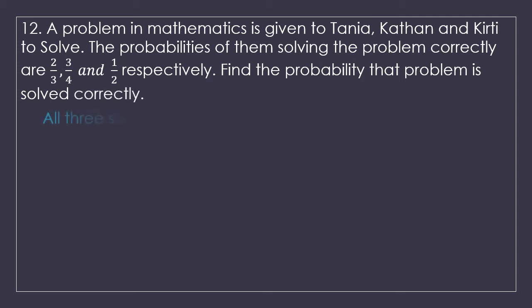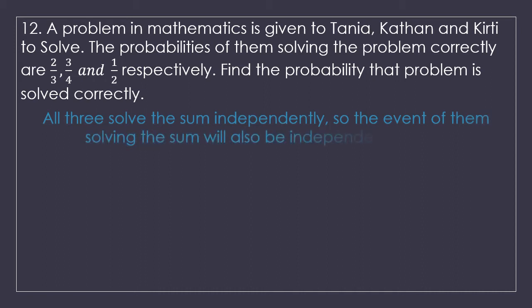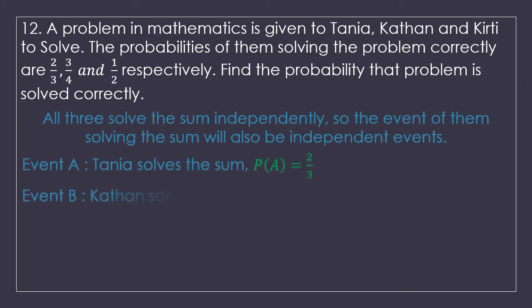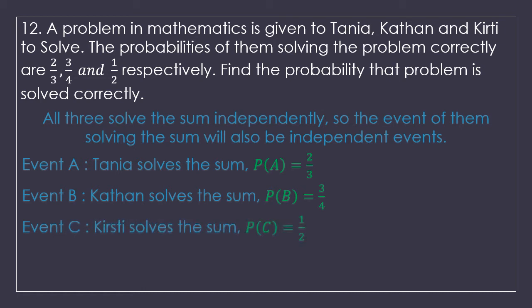Now basically, because we just have to find that the problem is solved correctly, it doesn't matter who solves the problem. All three solve the sum independently, of course, because they are so honest, they don't even peek at each other's notebooks to see how the other one is doing. So their events of solving the sum, I will name them A, B, C, are also independent events. So event A, that Tanya solves the sum, is P(A), that is 2 upon 3, already given. Similarly, event B, that Kathan solves the sum, is P(B), that is 3 upon 4. And event C, that Kirti solves the sum, that is P(C), is 1 upon 2.